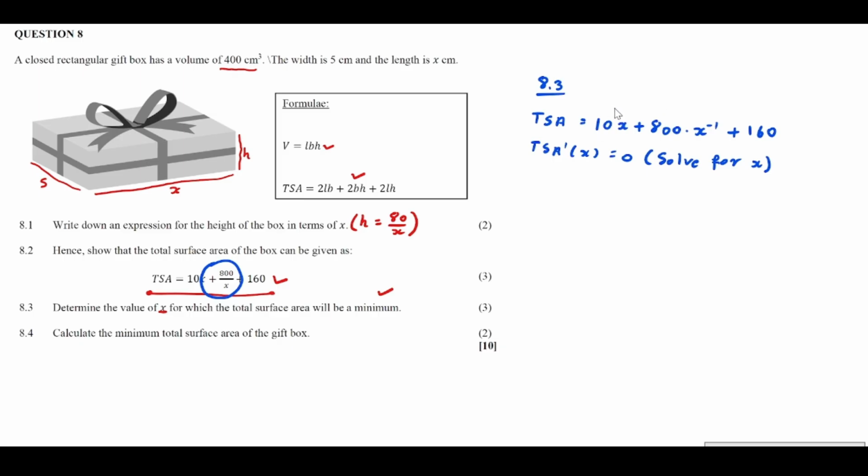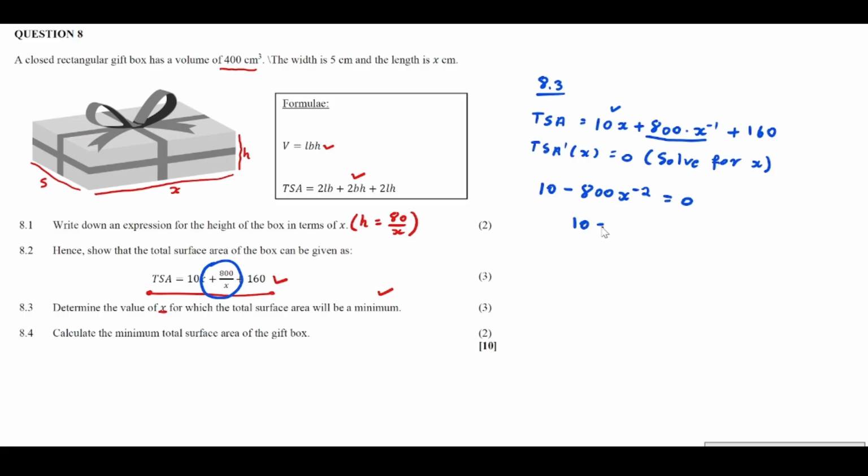Okay, so now let us differentiate. What is the derivative of 10x? The derivative of 10x is going to give us 10. What is the derivative of 800 multiplied by x to the exponent of -1? It is going to be minus 800 x to the exponent of -2, because you're going to subtract 1 from the exponent. And then the derivative of 160, it's a constant, so it's going to give us 0, and then you equate everything to 0.